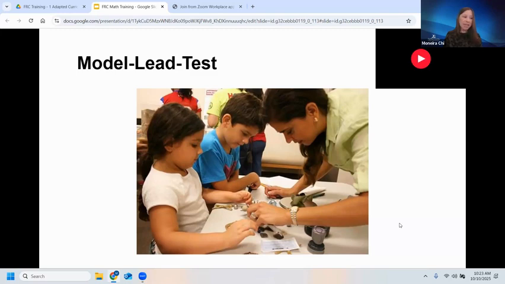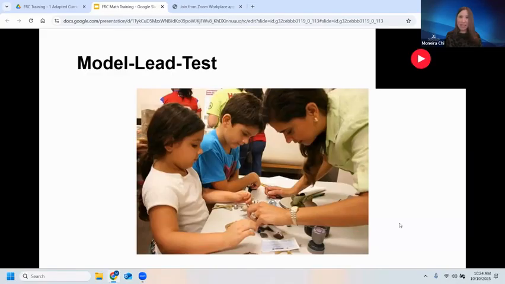Model lead test is an evidence-based teaching procedure that you may more commonly know as I do, we do, you do. In model lead test, you are first going to model what you want the child to do by saying something like, watch me, and then demonstrating the task. Then you would guide the child through practice together with you, and that's the do it with me, or we do. And then after you have modeled and practiced together, then that last step is the test, or you do, and that requires the child to practice the skill independently without your assistance.